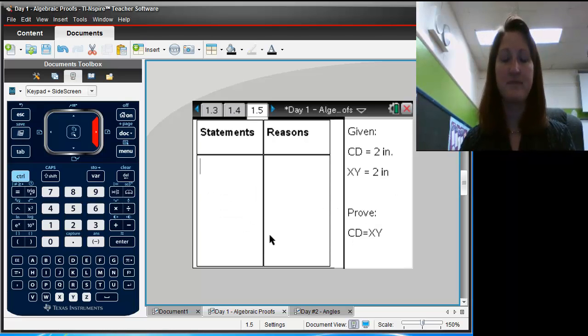Alright, we're actually going to start looking at proofs. Usually when you do a proof, you will do what we call a 2-column proof, and if you look on the screen here, I have these 2 columns.